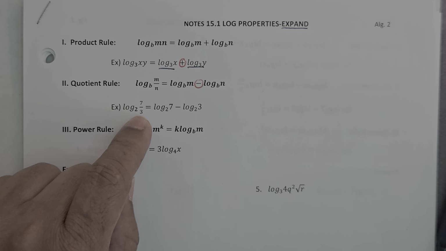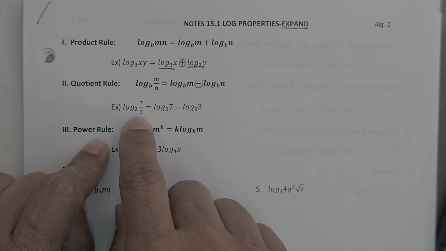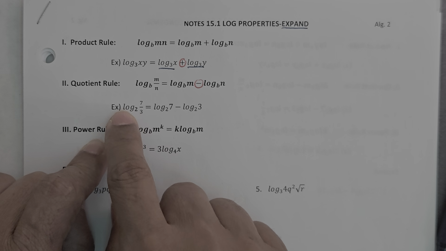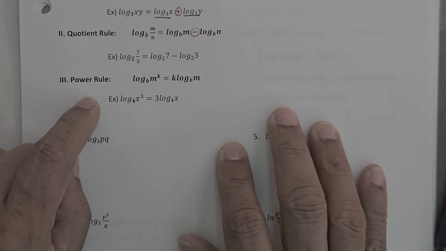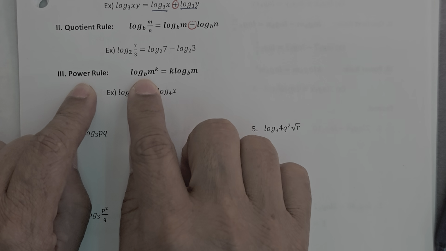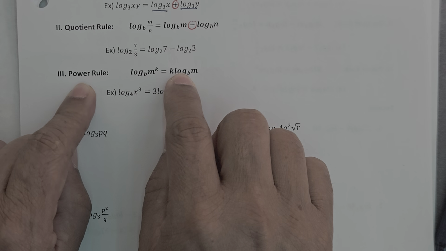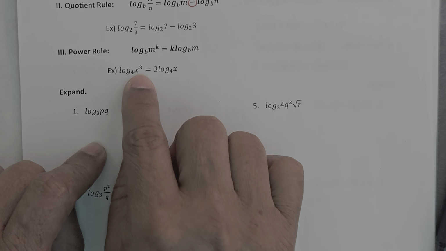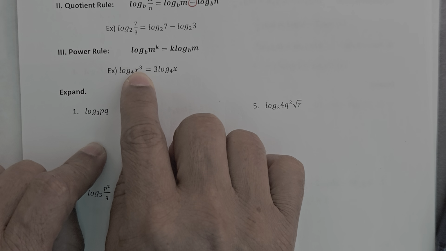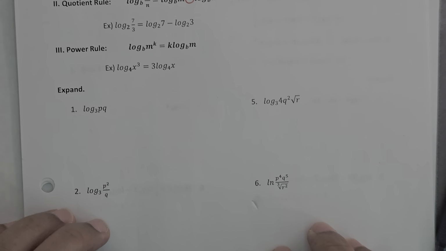So this is a quick example on how to do this. Notice 7 is in the numerator, 3 is in the denominator. So when you expand this log, it's log base 2 of 7 minus log base 2 of 3. The power rule. For this one, all you have to do is bring the power of m to the front of the log to expand it. A quick example is here. The value of k in this problem is 3. So the 3 comes to the front, and that's how you expand that log.